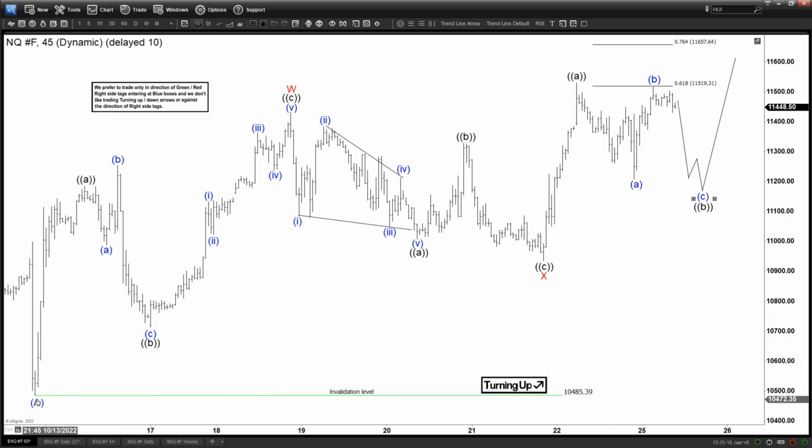So here we ended with A, as you can see. That means we are currently within B in the blue degree, and within B it subdivides into a WXY, which is a double zigzag. So we have this ABC ending W, and then this is your X, and now we are looking for the Y leg, which should be another ABC. All in all, as long as we stay above 10,485, we should be looking for the upside. So the idea is to finish this WXY, and once we finish WXY, that will end B and then it starts to go down.